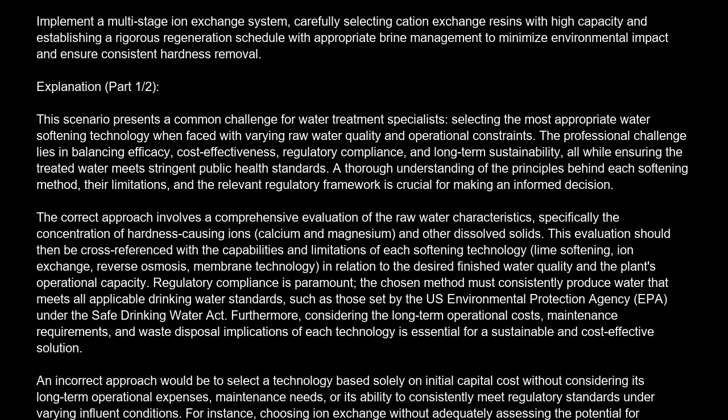An incorrect approach would be to select a technology based solely on initial capital cost, without considering its long-term operational expenses, maintenance needs, or its ability to consistently meet regulatory standards under varying influent conditions. For instance, choosing ion exchange without adequately assessing the potential for regeneration chemical discharge and its impact on local wastewater regulations would be a significant oversight.